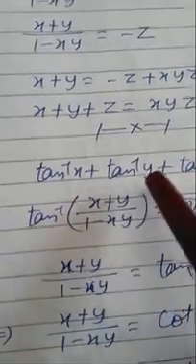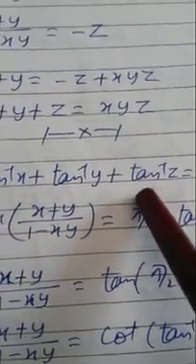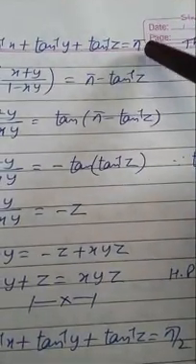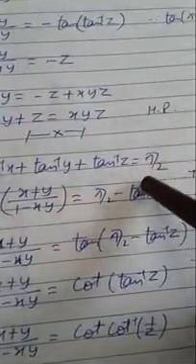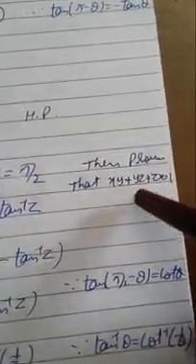Again, now see, same question: tan inverse x plus tan inverse y plus tan inverse z. But in RHS, we have got pi by 2, in the place of pi. So what we have to prove? Then we have to prove xy plus yz plus zx is equal to 1. This we have to prove. If it is pi, then prove that x plus y plus z is equal to xyz. If it is pi by 2, then xy plus yz plus zx is equal to 1.